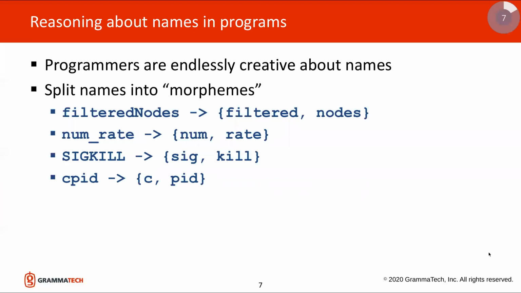When reasoning about names, one thing to keep in mind is that programmers are endlessly creative about names, where they can take various terms and then string them together in different ways. One of the first things we do before analyzing names is split the names into morphemes, that is, their most basic meaningful unit. We split at camel cases and underscores, and we use an off-the-shelf splitter that splits names at frequent word boundaries. We split sig-kill into sig and kill because kill is a term that is frequently used in a large corpus all by itself. Similarly, cpid is split into c and pid.